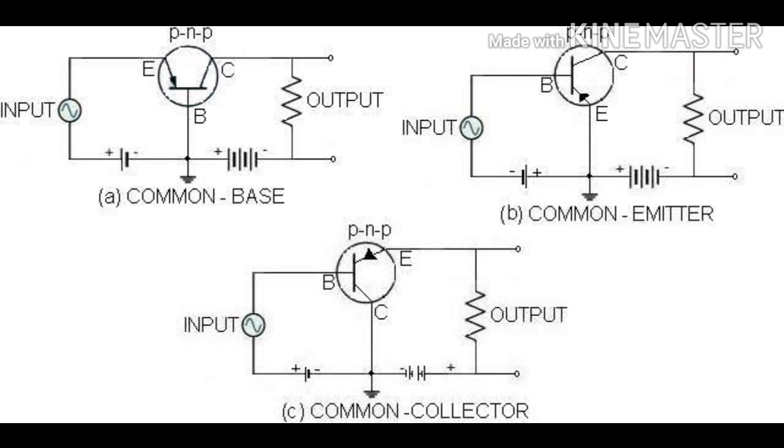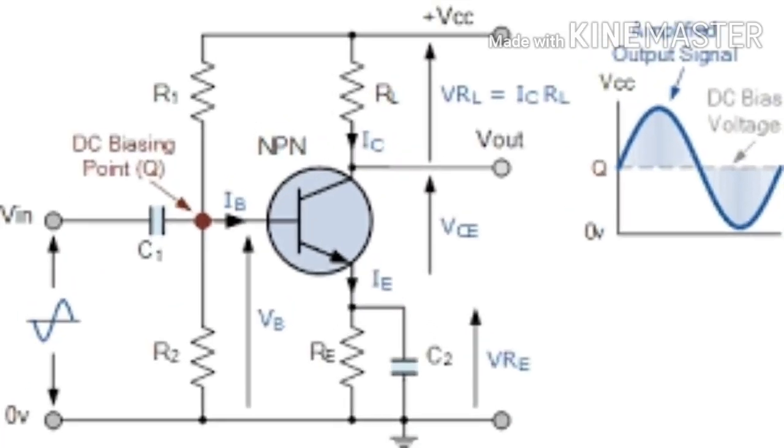There are three configurations of a transistor: common base or CB circuit, common emitter or CE circuit, and common collector or CC circuit. You can see the circuits in the figures. In the common emitter or CE circuit, the emitter is grounded, in the common base configuration the base is grounded, and in the common collector configuration the collector is grounded. So they are named accordingly.